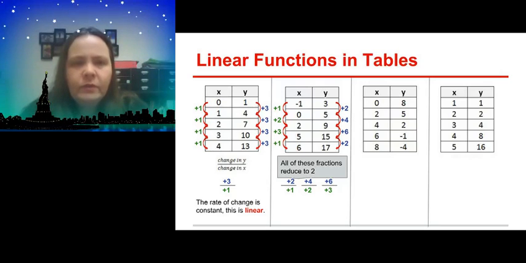4 over 2 reduces to 2. 6 over 3 reduces to 2. Therefore, the rate of change is constant, and this is a linear function.